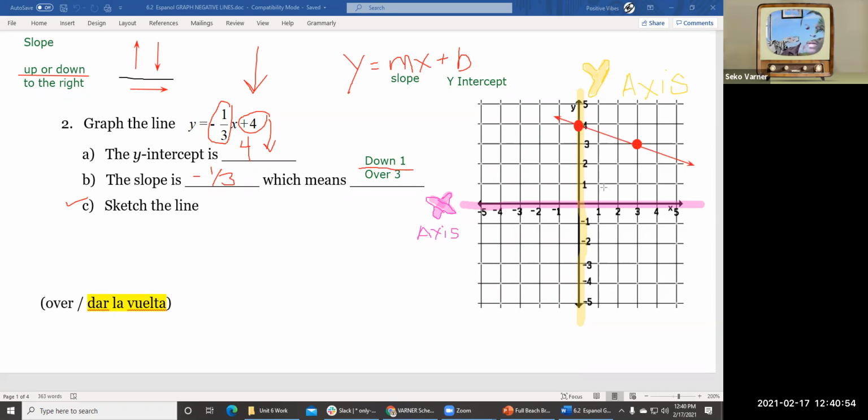Okay. So I did everything I was just told. I put in the y-intercept of 4. The slope was down 1/3, down 1/3, and I sketched the line. All right. Okay. Good stuff. Let's move on.